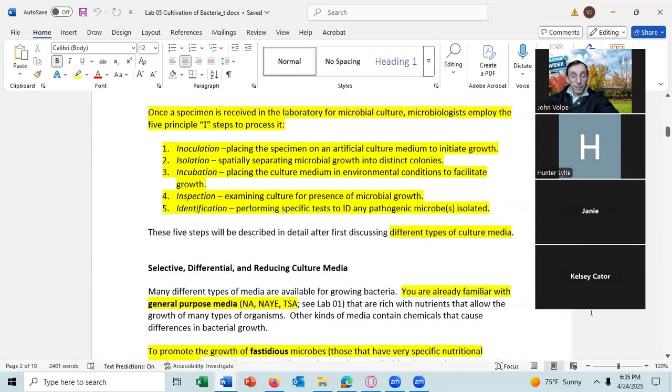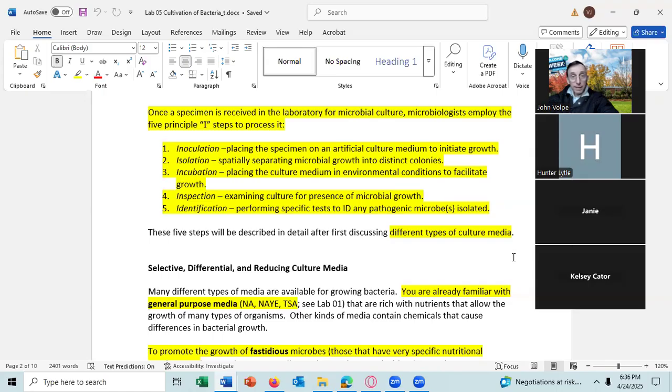Once a specimen is received in the lab for microbiological culture, microbiologists employ the 5 principal steps to process it. One, inoculation. Two, isolation. Three, incubation. Four, inspection. And five, identification.